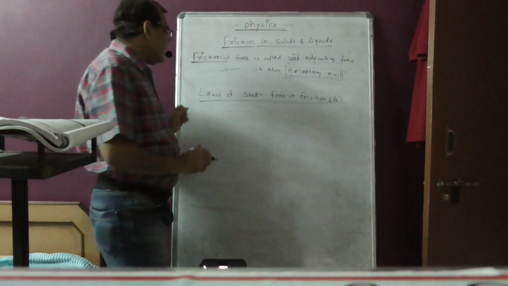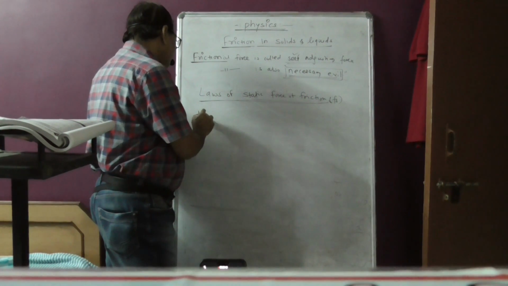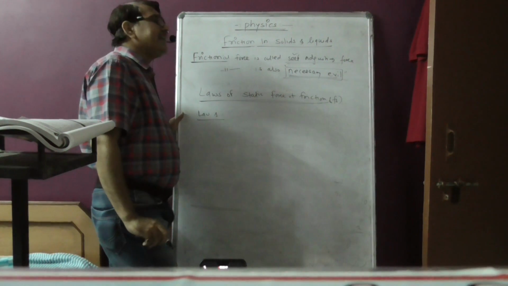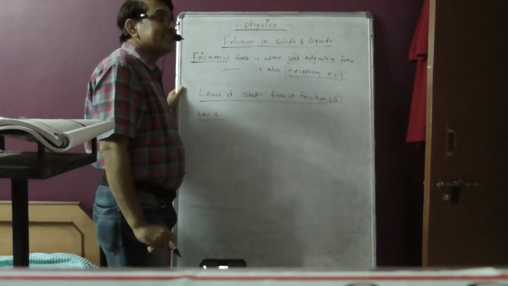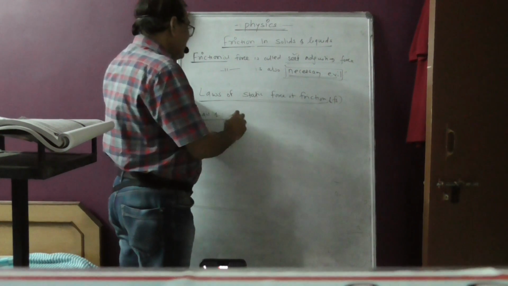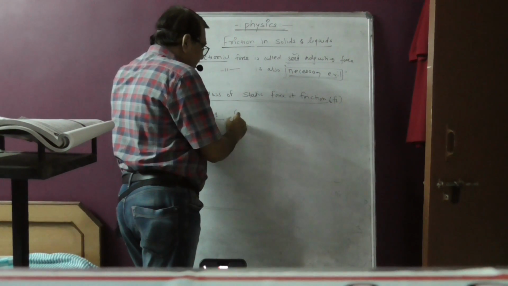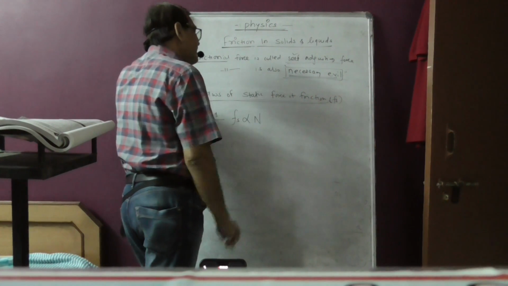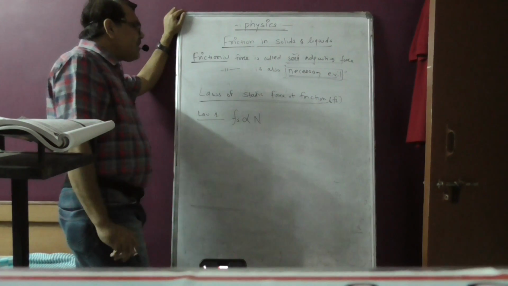So the first law states that the static force of friction, also called the limiting static force of friction, Fs, is directly proportional to its normal reaction. So what is the meaning of that statement?